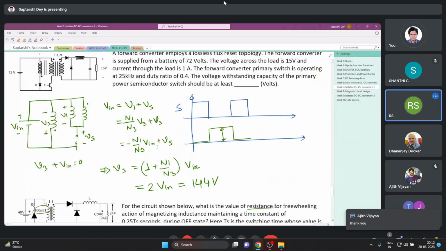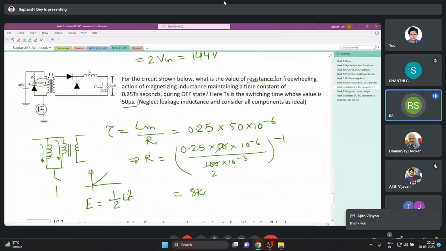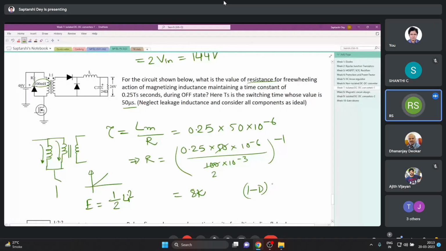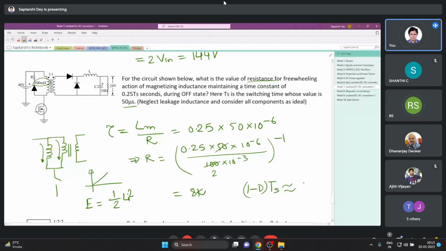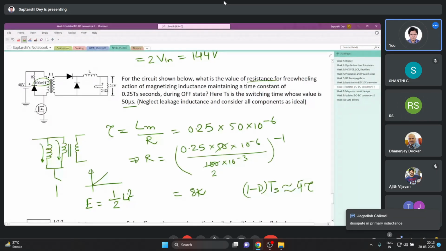Sir, this half Li square, we have to dissipate in the resistor in the form of I RMS square R into 1 minus D Ts, right? Yes. But you need not think of it in that complicated way. Think of it the way this problem says. Just make sure that your 1 minus D Ts, that is the off time, is around 3 to 4 times your time constant, maybe 5 times the time constant. If you do that, full dissipation can be ensured.